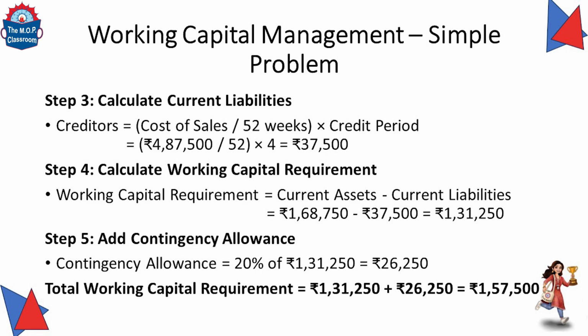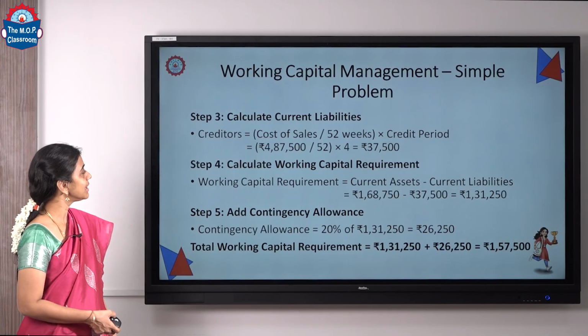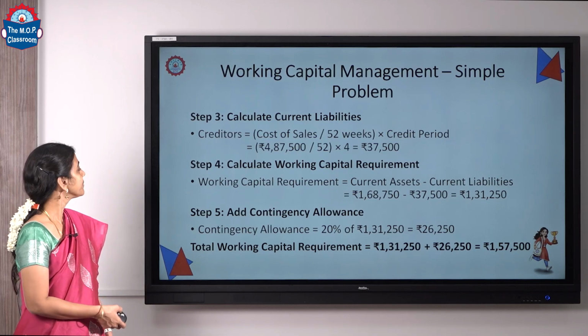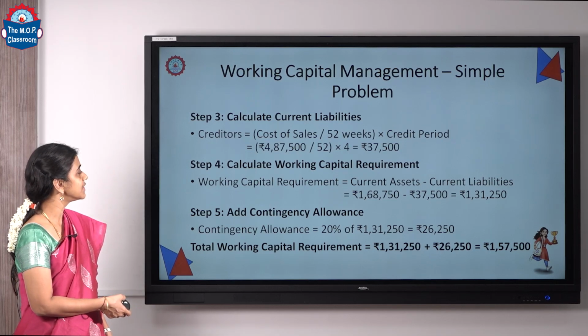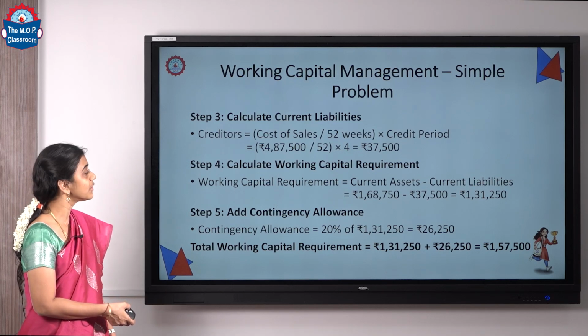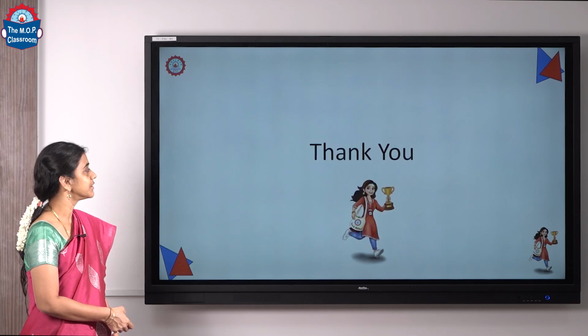Current liabilities, the same way, cost of sales by 52 into 4 weeks credit period extended by the supplier, is 37,500. So once we enter that, current assets minus current liabilities is 1,31,250, and adding the contingency allowance of 20%, we arrive at the total working capital requirement of 1,57,500.